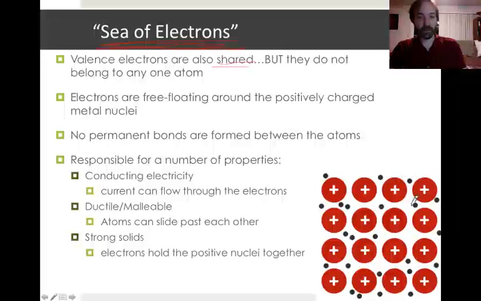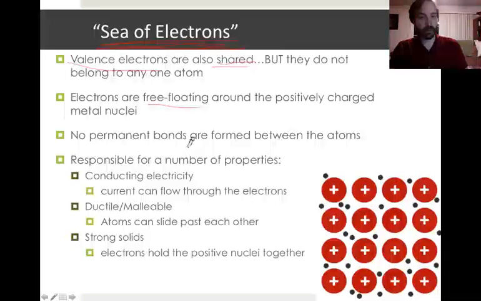If we look at our picture down here, we have all these positive nuclei, and these black dots represent the electrons. They're just moving around every which way. Okay, they're the valence electrons, and they're not hanging out with any one particular atom. They're simply moving around from atom to atom to atom to atom, constantly flowing. They're free floating around the positively charged nuclei.